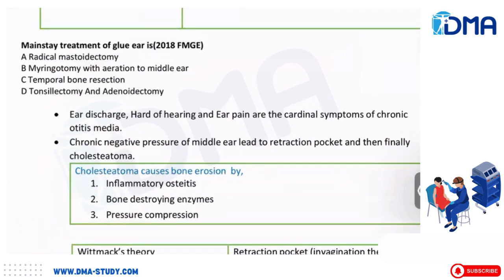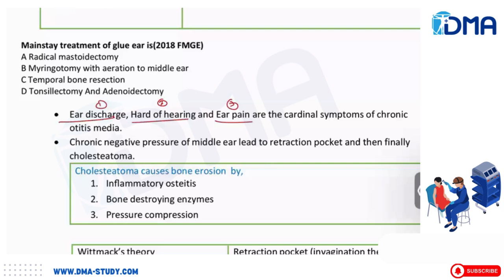Okay. Now let me introduce you to the symptoms of chronic otitis media. The first symptom is ear discharge, hard of hearing, ear pain. Very, very easy. The patient has a perforation of the tympanic membrane, so there will be an ear discharge. Hard of hearing is due to tympanic membrane perforation and erosion of the ossicles. They will not hear very clearly. This one is very important. The third one is ear pain due to some inflammation going on and off.